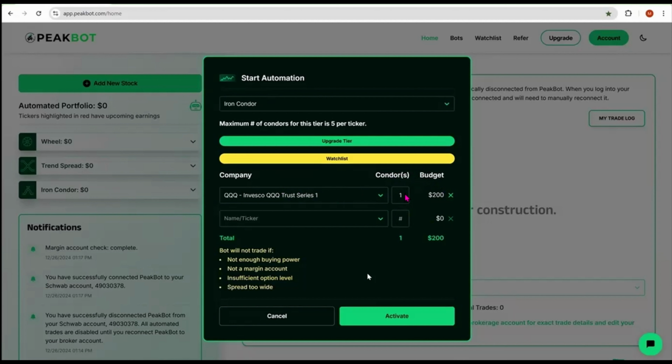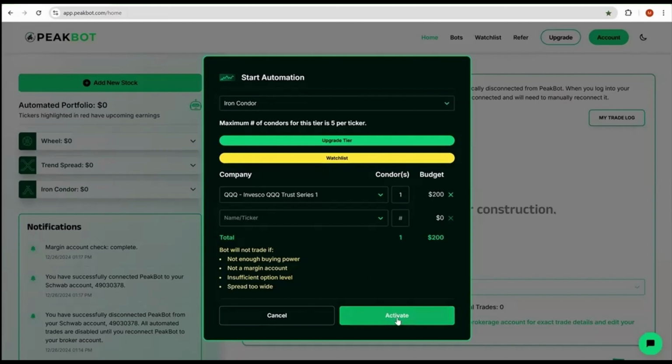It's a $5,000 account. I'd be okay risking that. I mean, I'd hate to see it lose max every day. We'll see how it does before we bump it up. We'll start with 1 and see how it goes. And we just click activate.